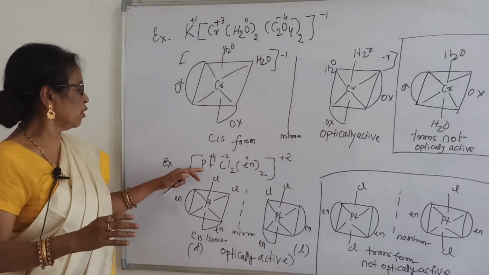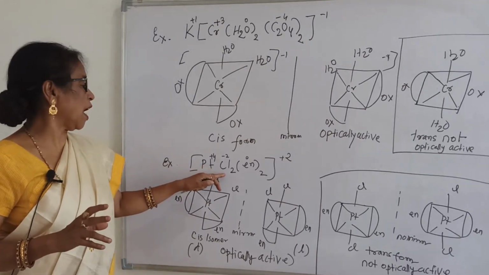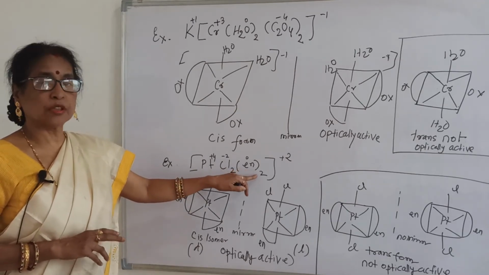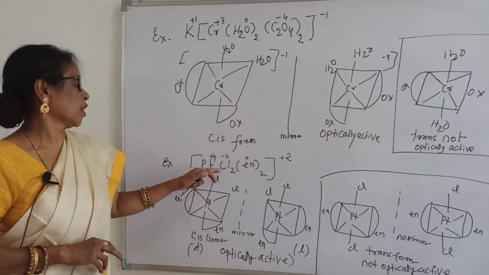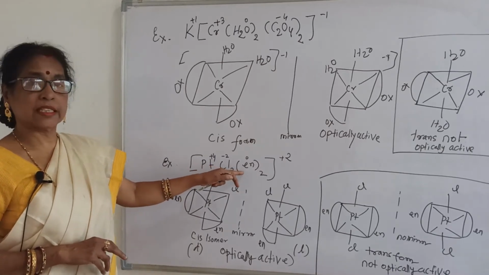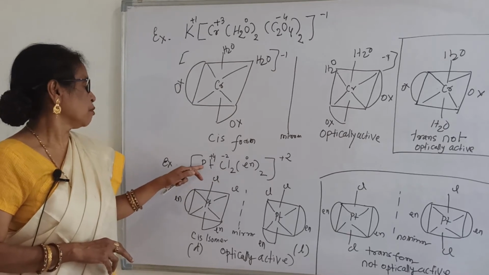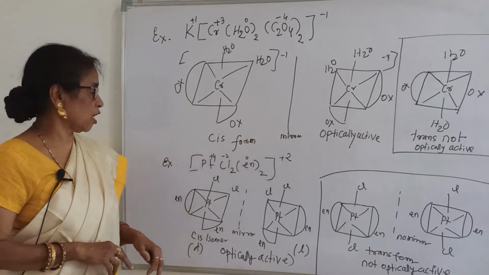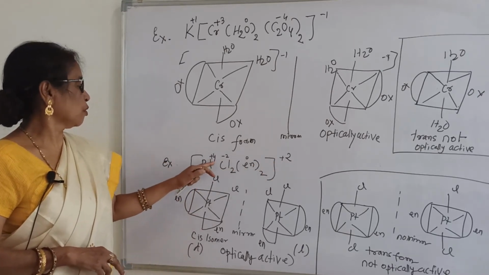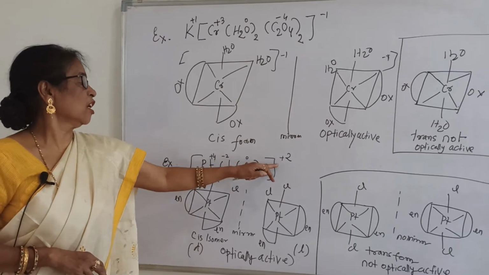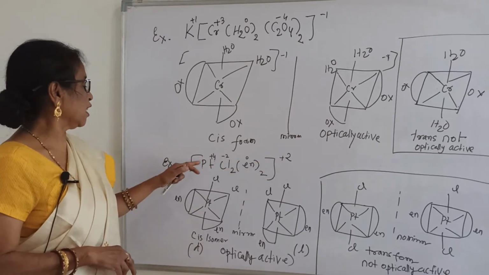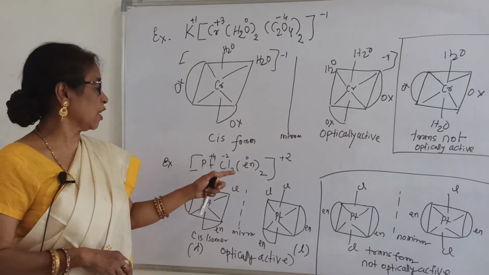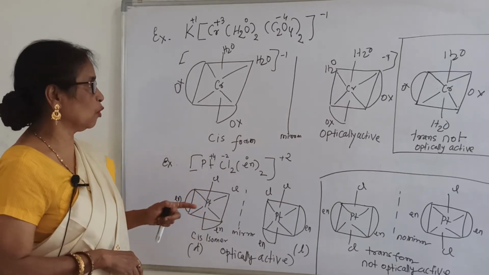Similarly, you take an example, Pt surrounded by 2 chloride ions and ethane diamine, 1,2-ethane diamine 2 times. So what is the name here? Dichloridobis(ethane-1,2-diamine)platinum(IV), because here the total charge of the ion is plus 2, so it is platinum 4. So you write dichloridobis(1,2-ethane diamine)platinum(IV).